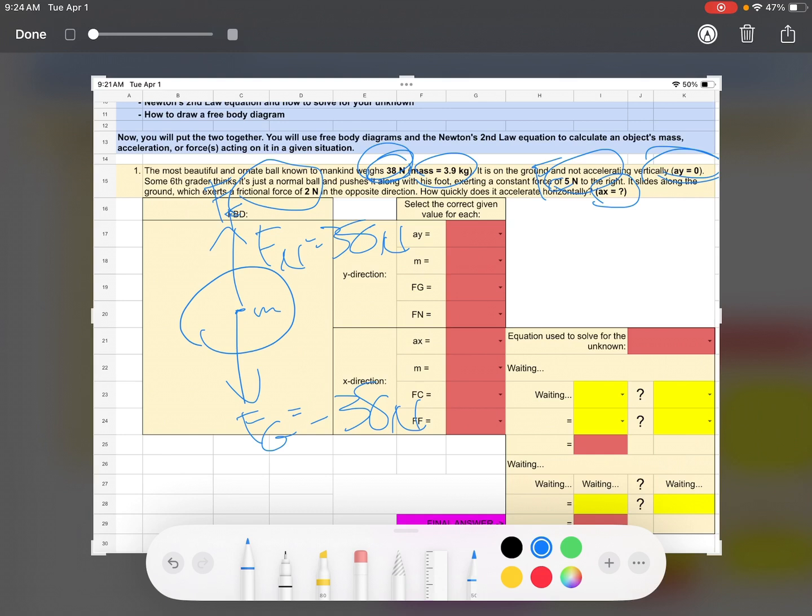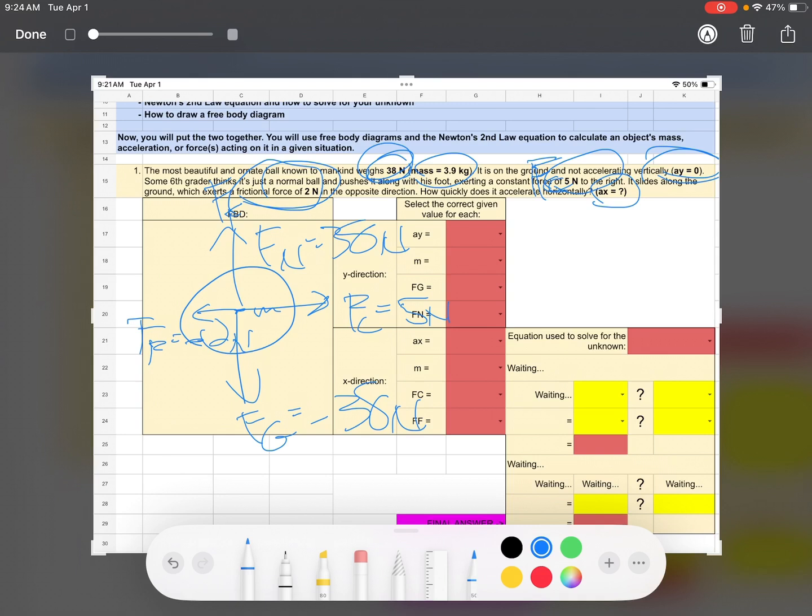Anyway, and then we got horizontal forces going on here. Again, F of C, constant, the sixth grader is pushing it along with his foot. Contact force, 5 newtons to the right. Fc, 5 newtons. And then we have friction pushing back against it with 2 newtons in the opposite direction. Shorter arrow because it's less than 5 newtons, Fc. So Ff equals negative 2 newtons, negative because it's pointing to the left. And there you go, there's an FBD.